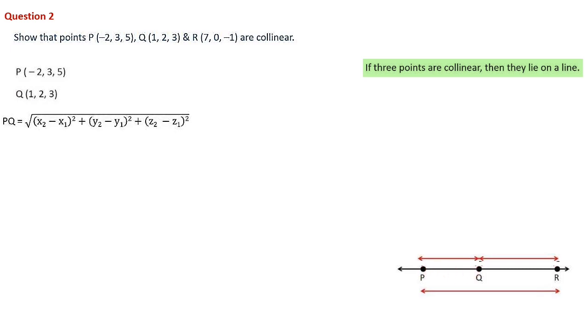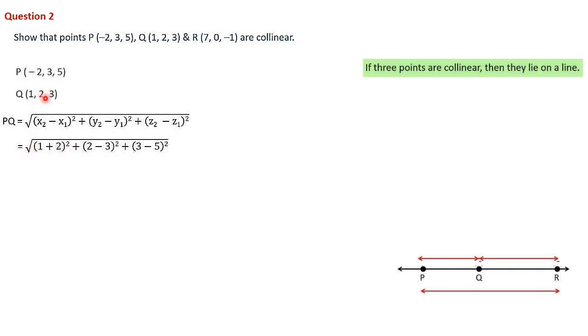So PQ is equal to, formula we know, root of x2 minus x1 the whole square plus y2 minus y1 the whole square plus z2 minus z1 the whole square. Here we are not writing x1 y1 z1 x2 y2 z2 and all, because that is not necessary. Just try to use it directly. Okay. So x2 minus x1, x2 is here 1 minus x1. So here there is a minus again. So minus into minus plus. So 1 plus 2 the whole square.